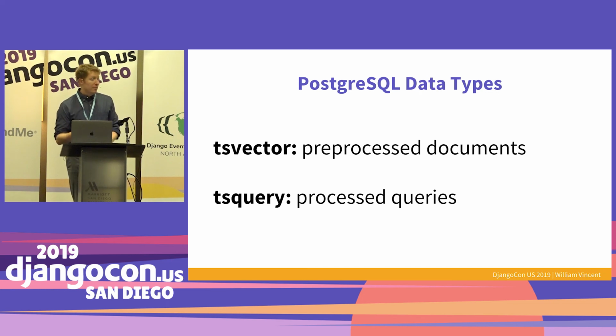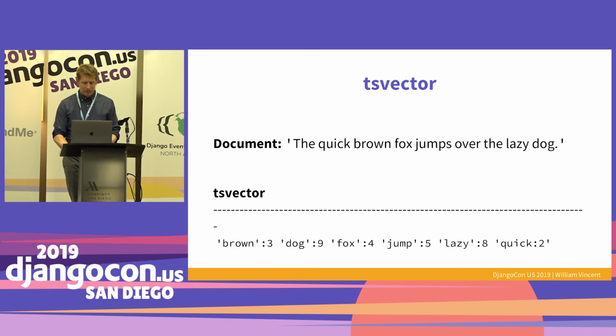So these are the 2 data types that Postgres gives us: TS vector, which is the pre-processed documents, and TS query, which is the processed queries. So we can basically apply intelligence to both sides of the equation to have better search. I'll give you examples. The quick brown fox jumps over the lazy dog is a standard phrase used because it uses every letter in the English language.